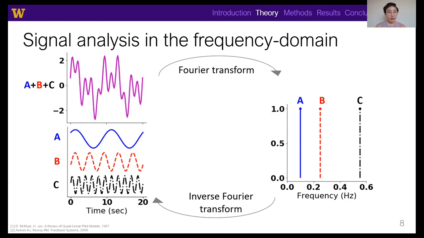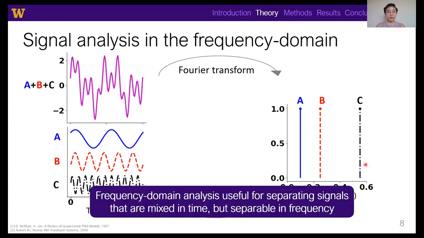So for example, the sine wave A that you see here in the time domain can be represented in the frequency domain as a single signal at 0.1 hertz with an amplitude of 1. Similarly, the sine waves B and C can be represented in the frequency domain as a single signal that occurs at specific frequencies that are higher than the frequency for A. Frequency domain analysis is useful because we can separate signals that are mixed in time but separable in frequency.